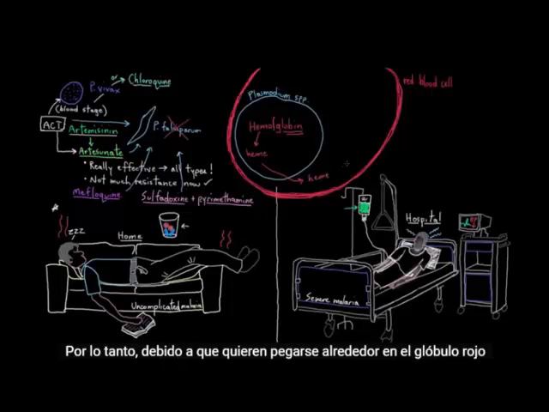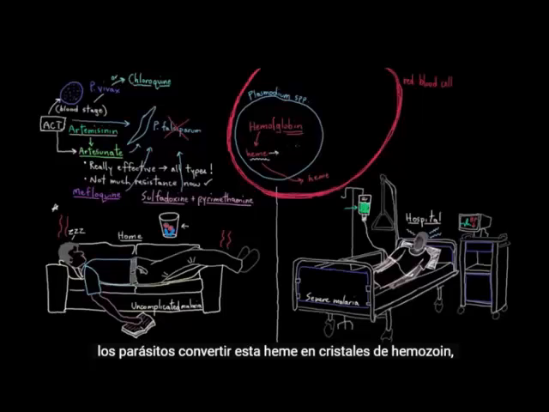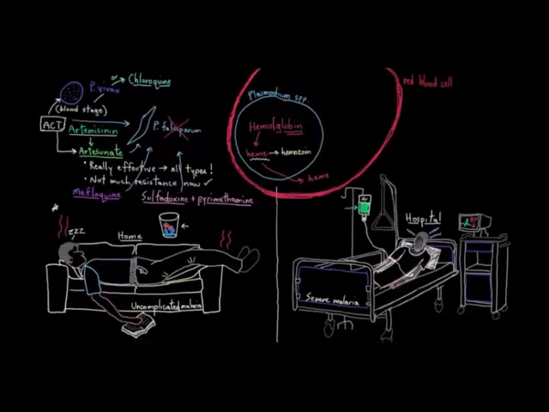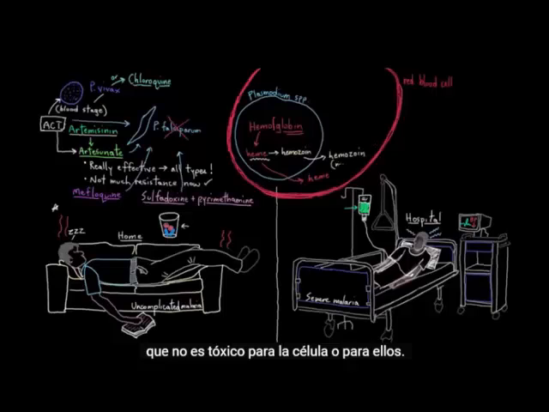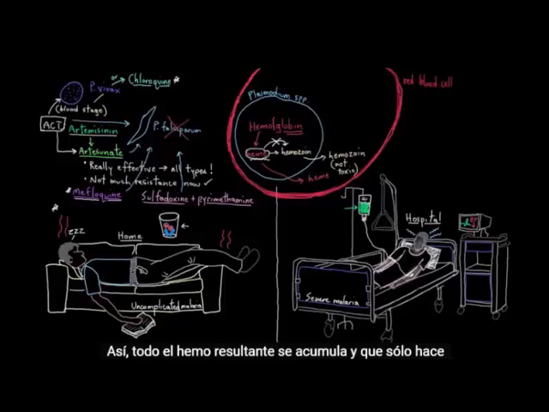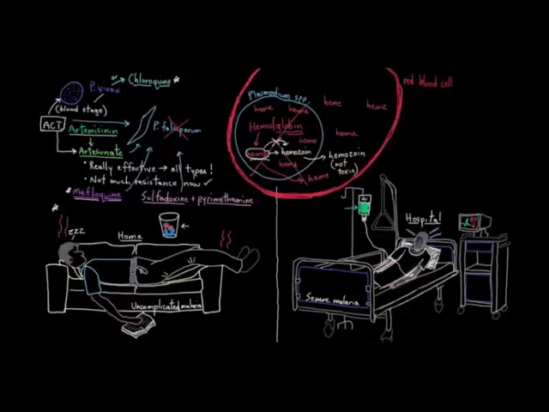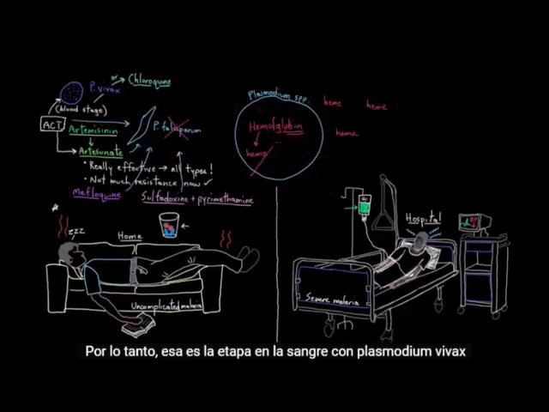So because they want to stick around in the red cell for a while, and, of course, because they want to live, the parasites convert this heme into crystals of hemozoin, which is not toxic to the cell or to them. So chloroquine, and actually mefloquine does this as well, these drugs prevent the parasites from converting the toxic heme into non-toxic hemozoin crystals, right? So all of the resulting heme builds up and makes the environment really toxic, and then the parasites end up dying, which is great. So that's the blood stage with Plasmodium vivax.